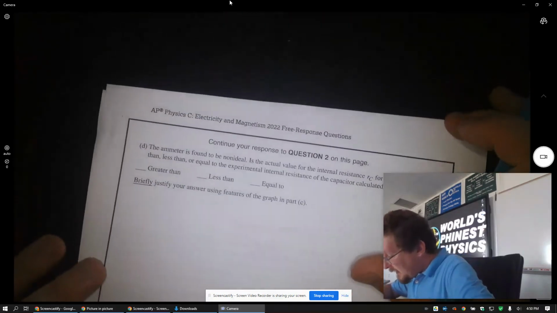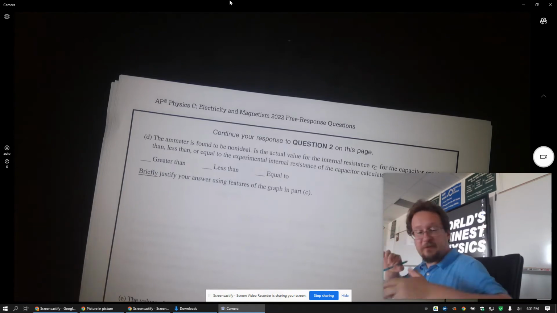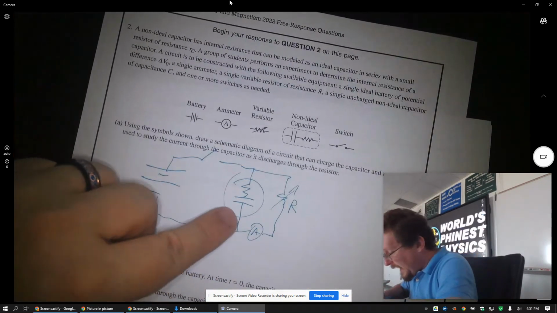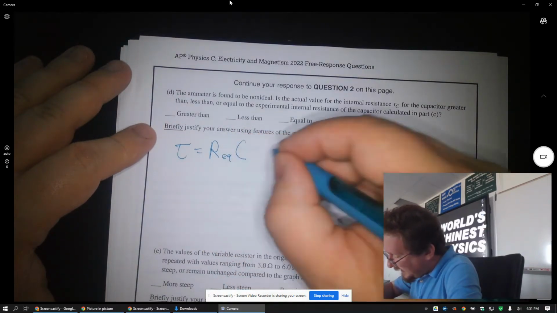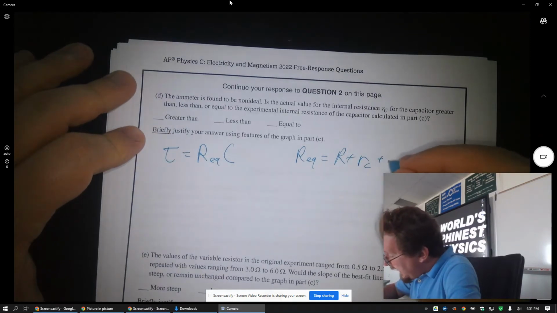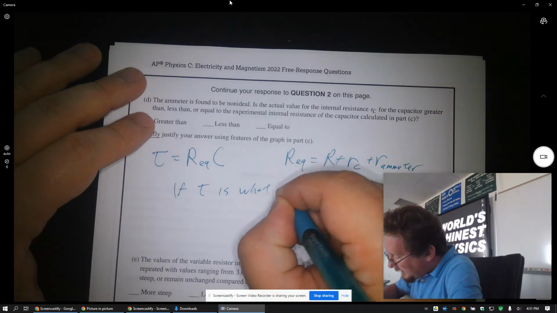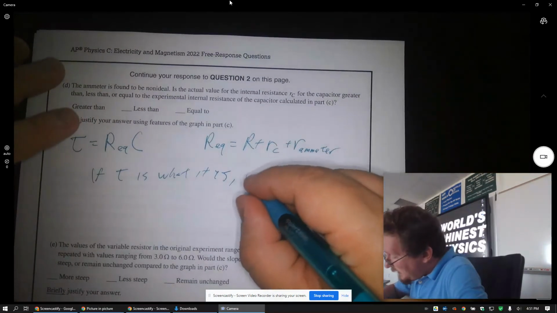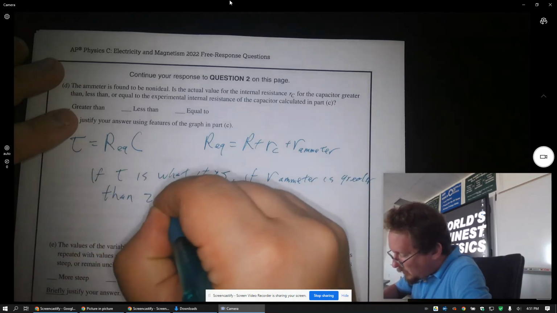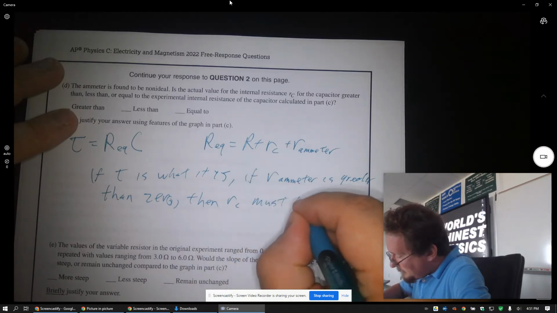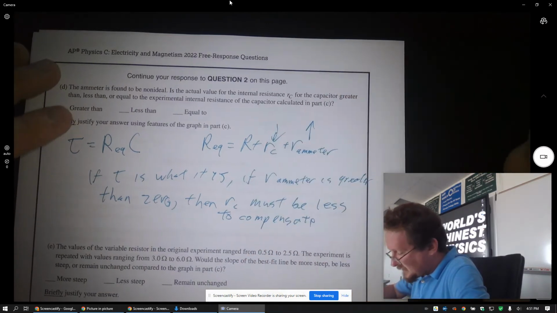All right. The ammeter is found to be non-ideal, which means it has some internal resistance. Is the actual value for the internal resistance of the capacitor greater than, less than, or equal to the experimental internal resistance? Okay, how did I draw this again? So now the ammeter adds to the equivalent resistance. I'm going to say that tau is equal to R equivalent times C, where R equivalent is the big R, the other r, and the R of the ammeter. If tau is what it is, in other words, it didn't get affected, then if R ammeter is greater than 0, then rC must be less to compensate. So the actual value is less than what it was before.